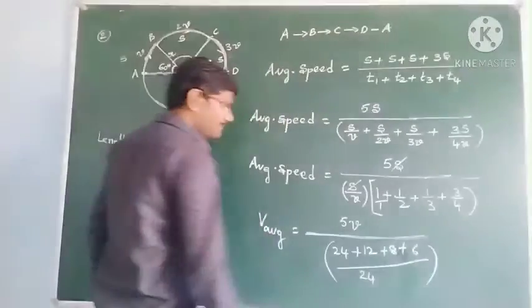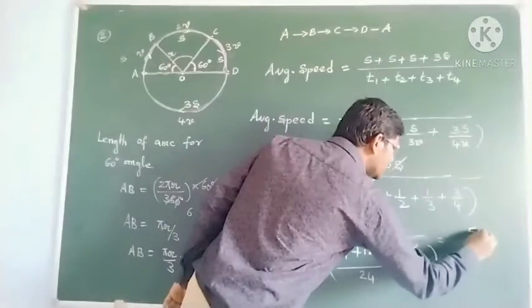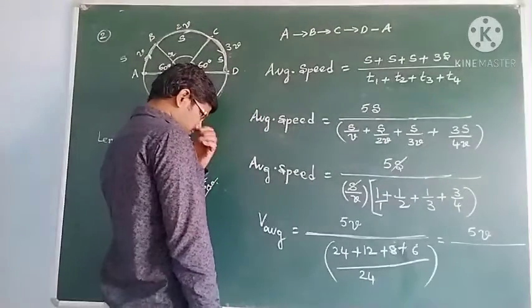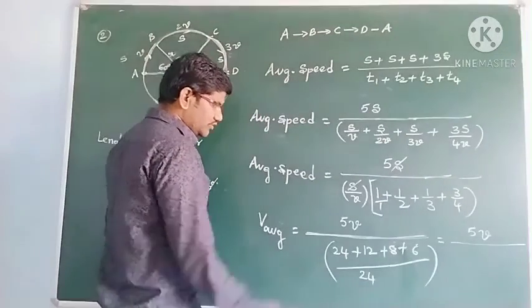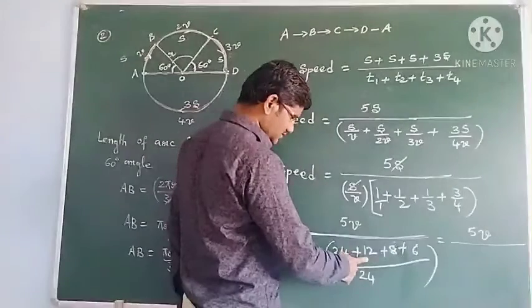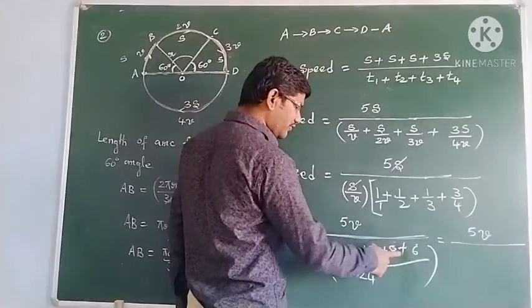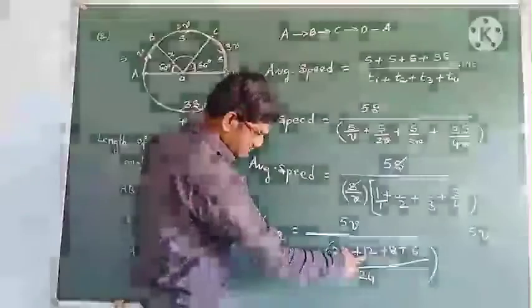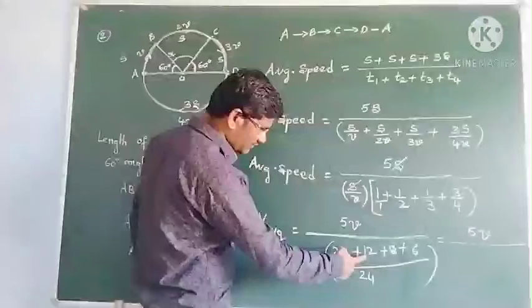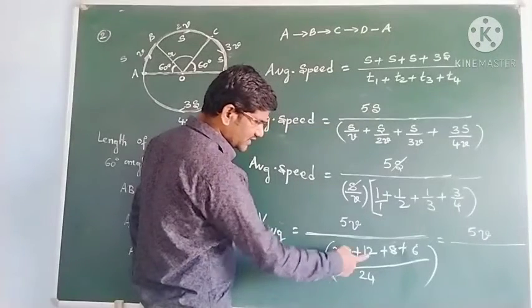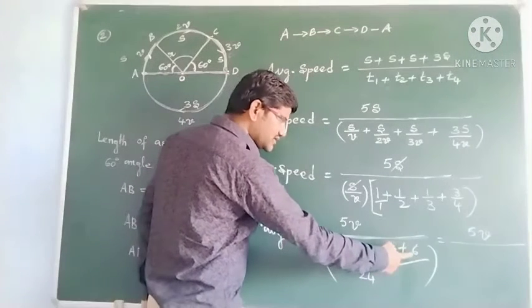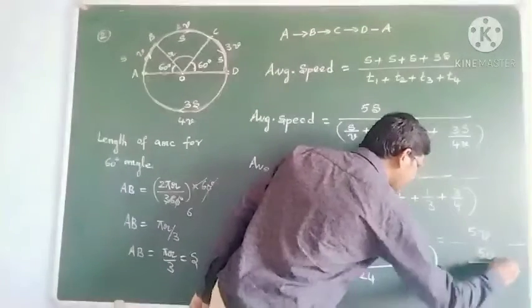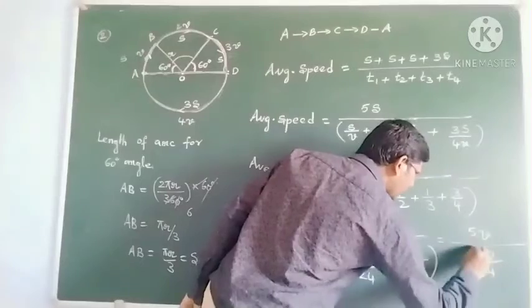Okay students, then how much will you get? So 5V by... 24 plus 12 is 36, 36 plus 6 is 42, 42 plus 8 is 50. So we have 50 by 24.